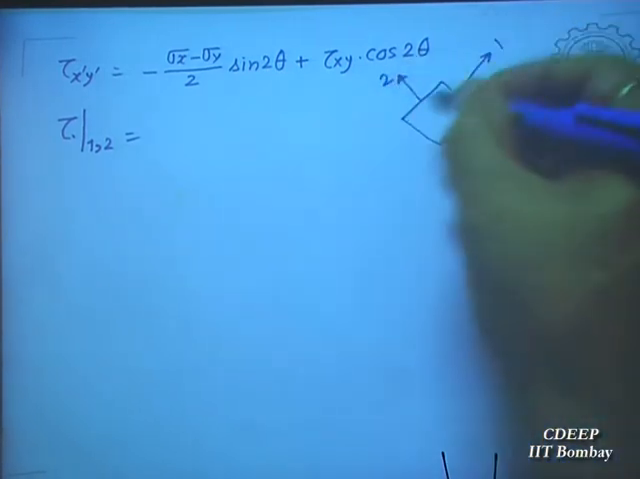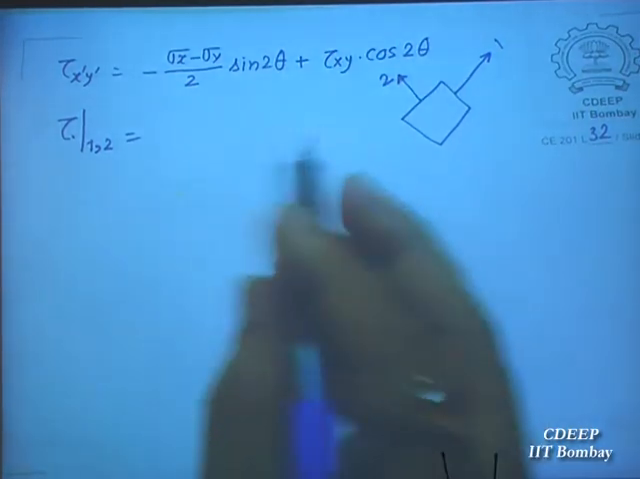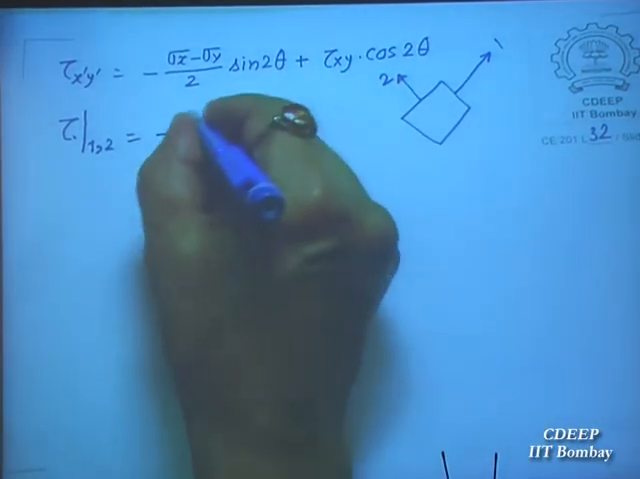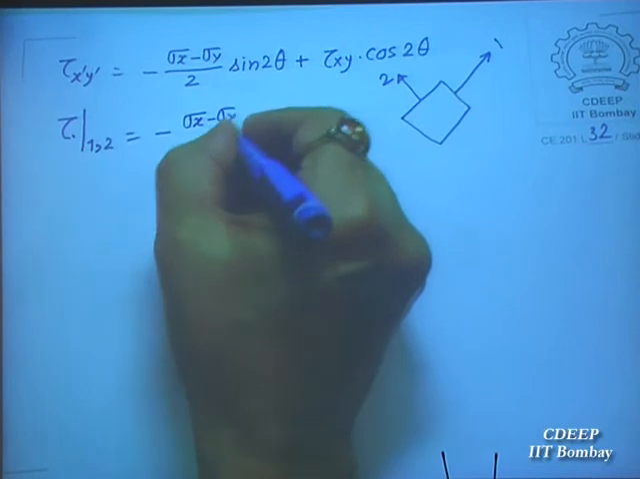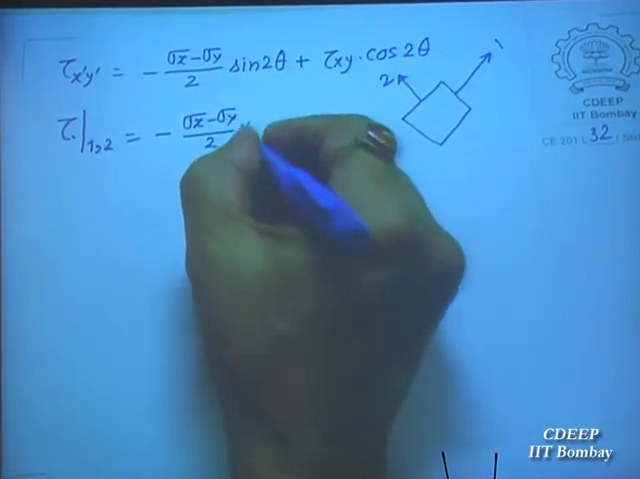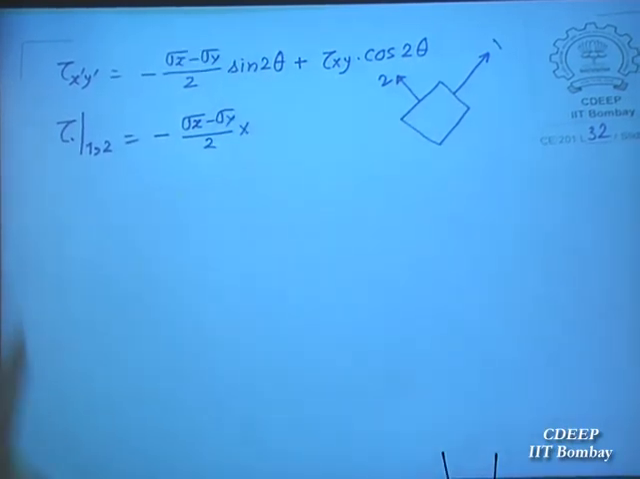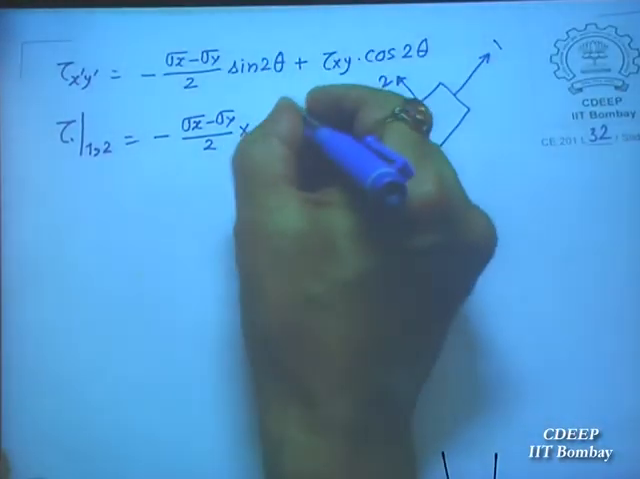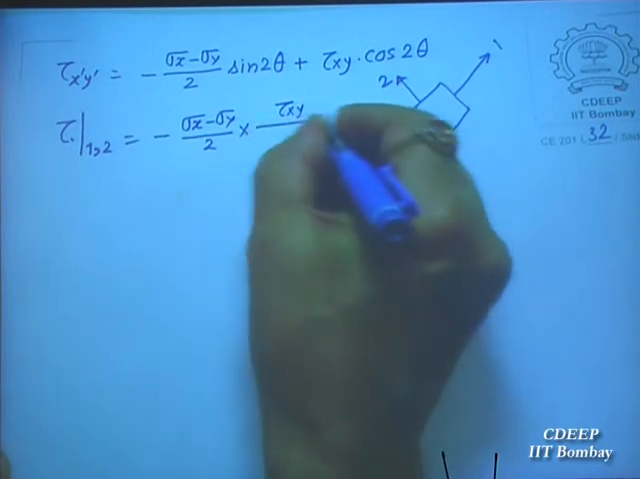I will show you. So substitute: minus sigma x minus sigma y by 2, and sine 2 theta from this triangle is tau xy divided by under root.